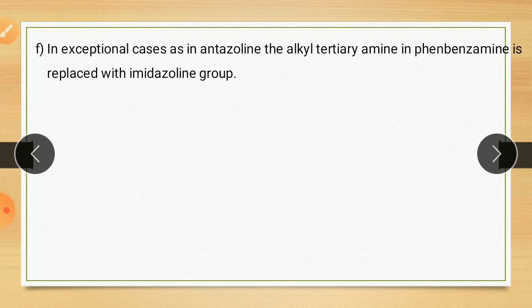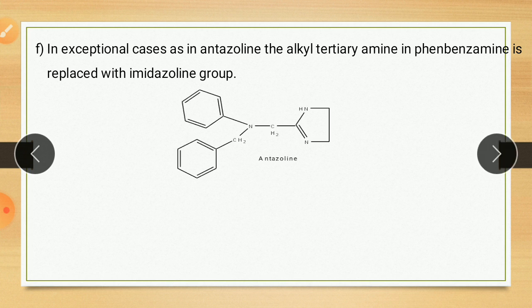The next point, in exceptional cases as in antazoline, the alkyl tertiary amine in phenbenzamine is replaced with an imidazoline ring. So this is an exceptional case where the terminal amine group is replaced by an imidazoline ring, and the example is antazoline. It is an exceptional case where this alkyl nitrogen is in cyclic form. So that is the SAR of ethylenediamine.